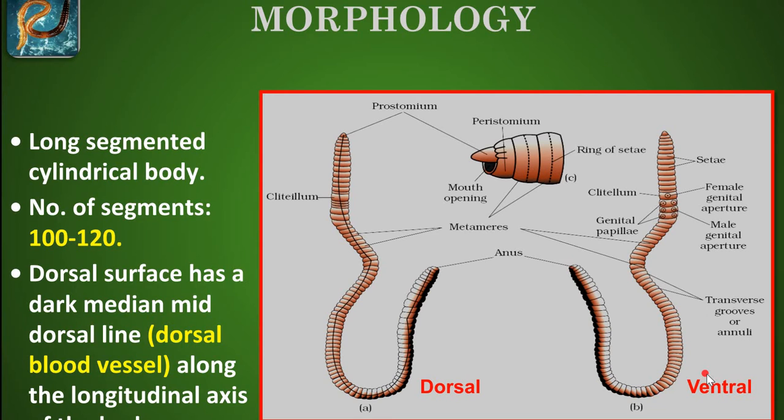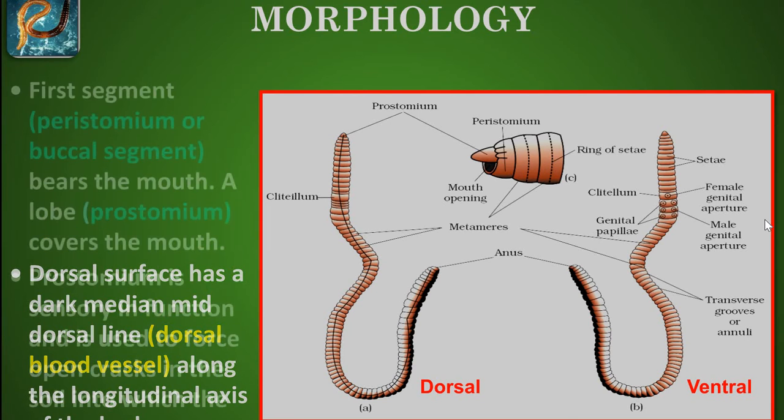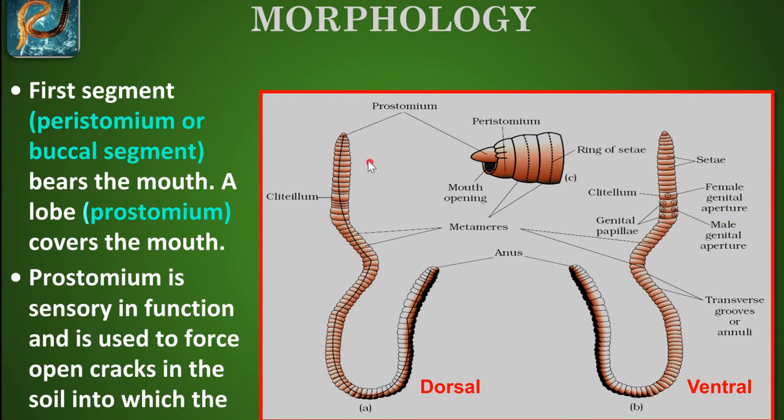The dorsal surface of the body is marked by a dark median mid-dorsal line, that is the dorsal blood vessel, along the longitudinal axis. Whereas if you look at the ventral side, then it has the genital opening. It usually consists of about 100 to 120 segments. The first segment forms the buccal segment, which bears the mouth, and a lobe, which is the prostomium. This prostomium covers the mouth.